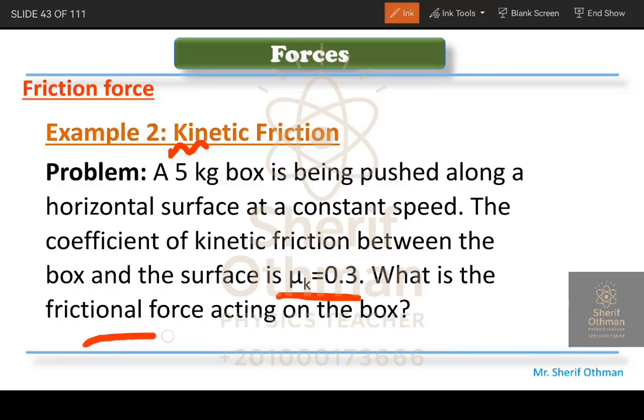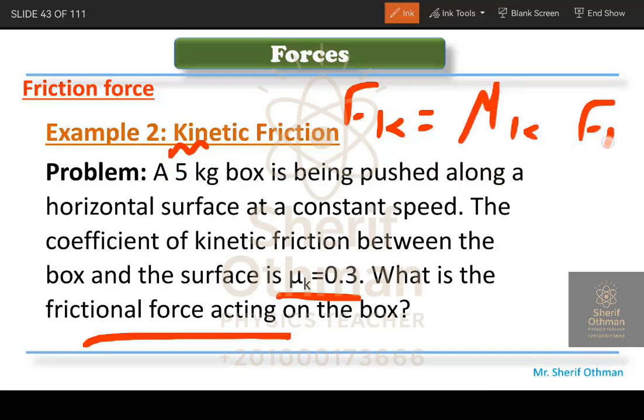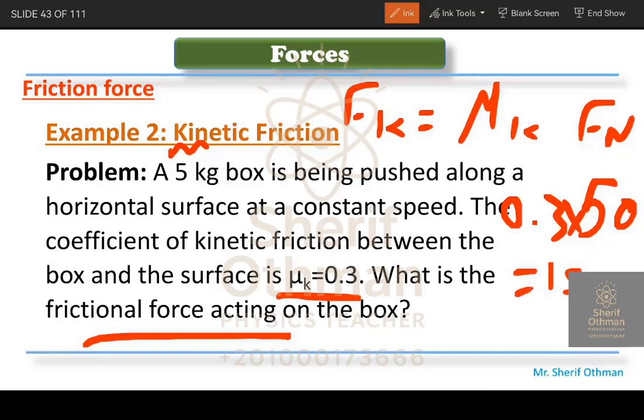What is the frictional force? So we need Fk, which is equal to mu k Fn. As we said in the previous example, Fn is equal to m multiplied by g. So Fn will be 5 times 10, 50. Mu k is 0.3. So it will be 50 multiplied by 0.3, which equals 15 Newton. We just use 10 for the acceleration of gravity to make the calculation easy.